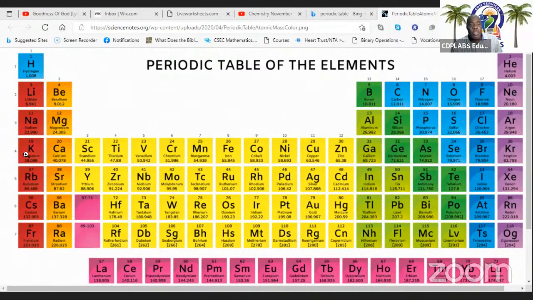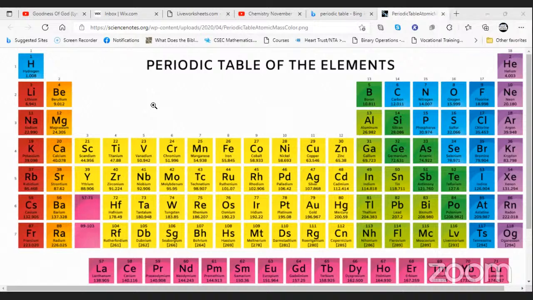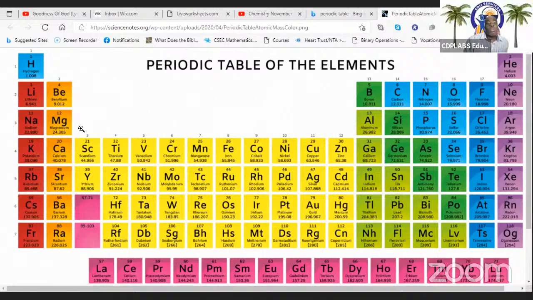And I said that the period runs horizontally. So period 1, period 2, period 3, period 4, and the list goes on. You got that? Yes, sir. So calcium is in period 4 and magnesium is in period 3. So we probably could say that the higher the period of the element is, the more harder it is.